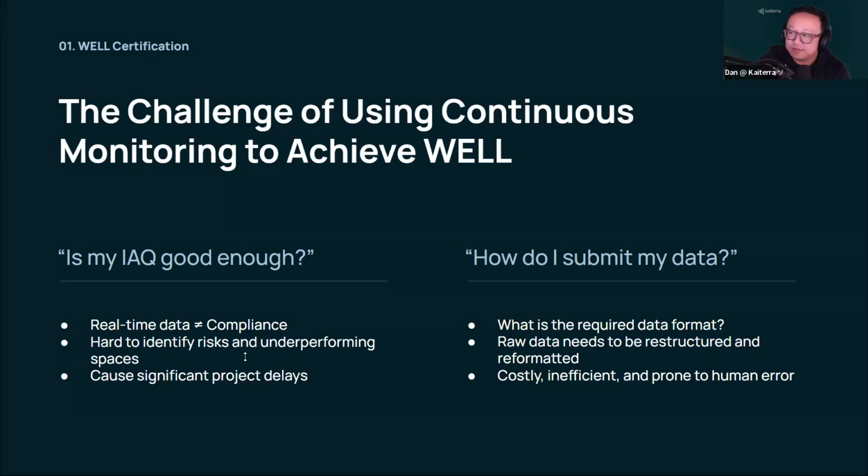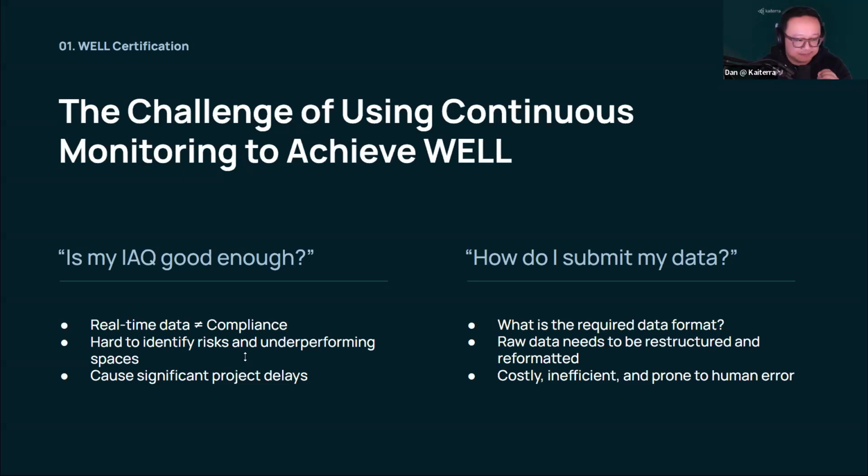The first question is my IAQ good enough? Real-time data from IAQ monitors doesn't easily tell you whether your IAQ complies with WELL in the past 30 days for certification or even the past 12 months for recertification. Essentially, what you're looking at is just data. It's just a bunch of data points in a spreadsheet. It's also hard to identify risks and underperforming spaces. Poor air is usually discovered when you're ready to submit your data for your certification, and suddenly you find a space that fails the WELL qualifications, which causes significant project delays because you now have to find the problem and implement a solution and then collect enough data again in order to qualify.